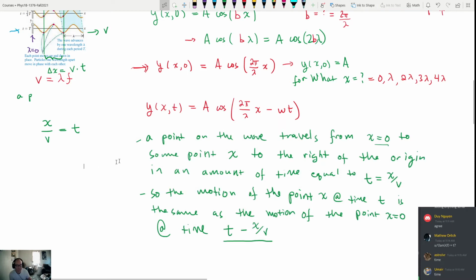Okay, so a point on the wave travels from x equal to 0 to some point x to the right of the origin in an amount of time t equal to x over v. I think that's pretty understandable. Does everyone understand that part?